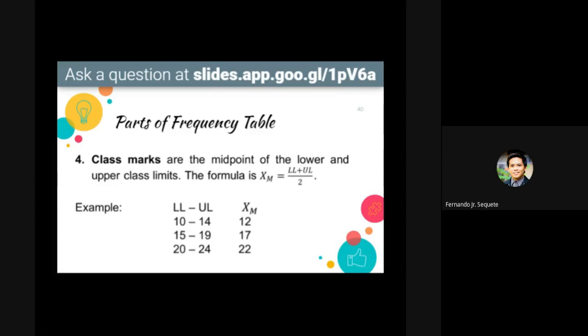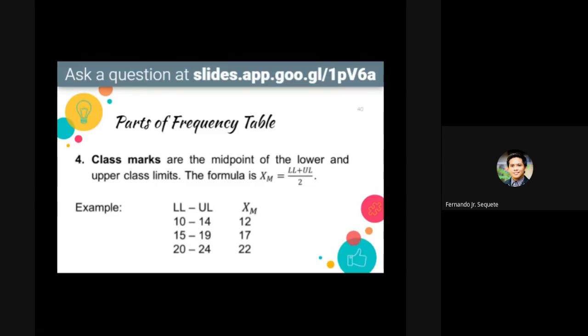And please take note of the formula. The formula is x sub m. So is that always the formula? No naman. But binibigyan na natin siya ng representation. So as we have here, please take note that if you will see x sub m, that is the class mark or the midpoint. Again, the formula is x sub m is equal to LL plus UL divided by 2.